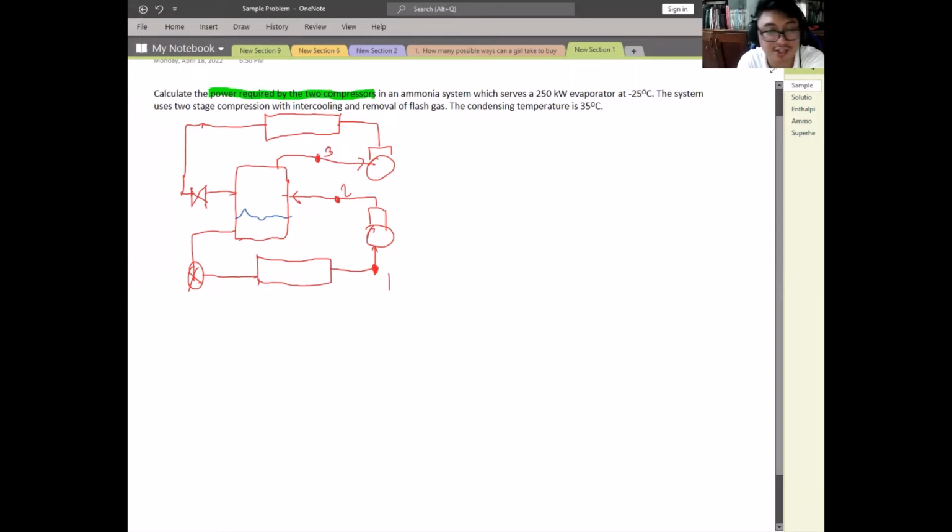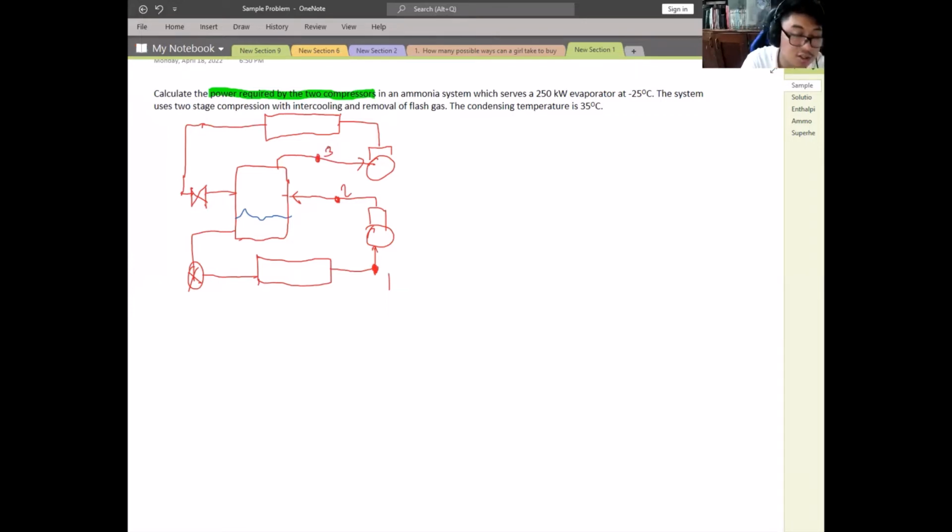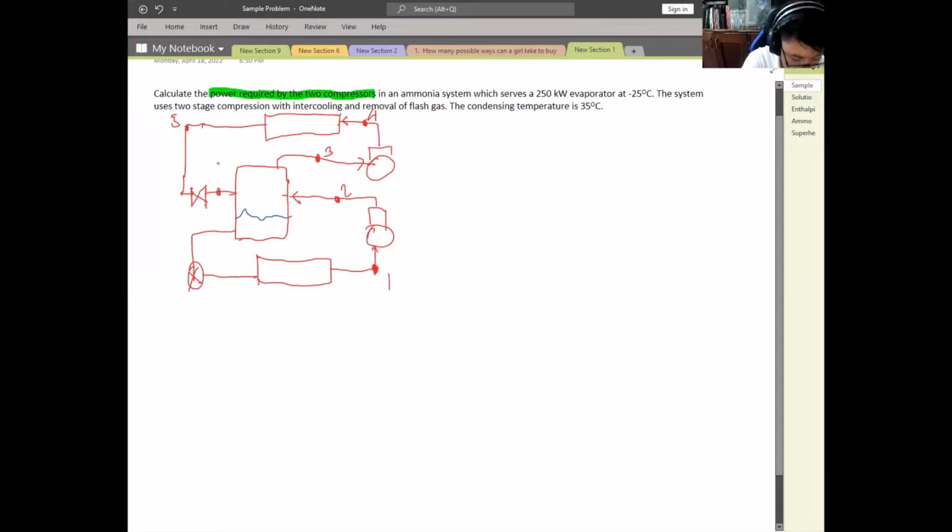This is what we call staging. We use an intercooler to make staging possible, to save energy of the compressors. So number 4, then number 5 is the condenser. Number 6 passes through the pressure reducing valve, which works like an expansion valve. After point 6, we have point 7, heading to the evaporator, but we have an expansion valve here. The expansion valve is point 8.